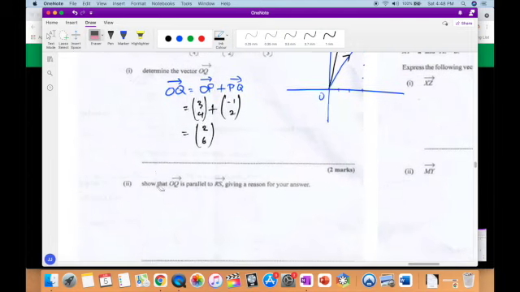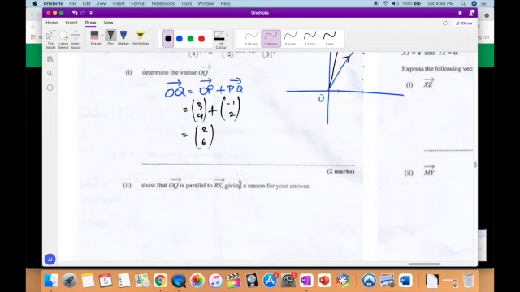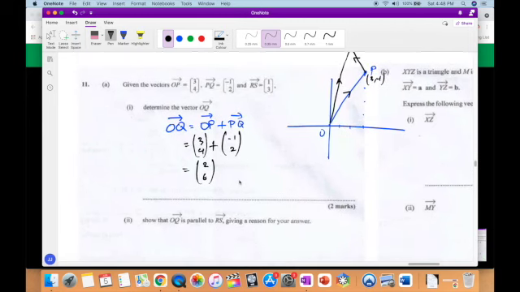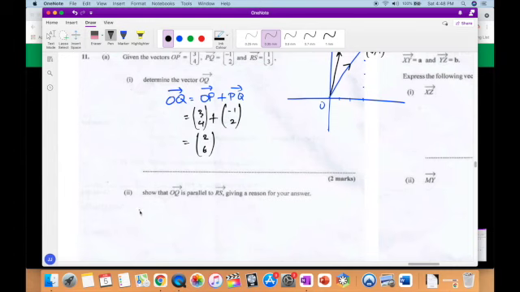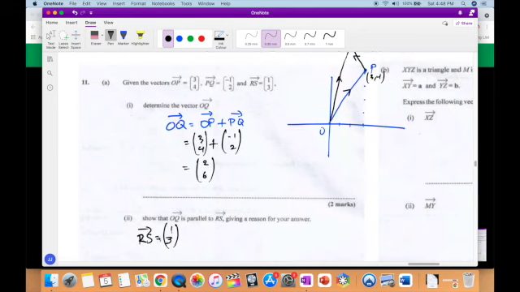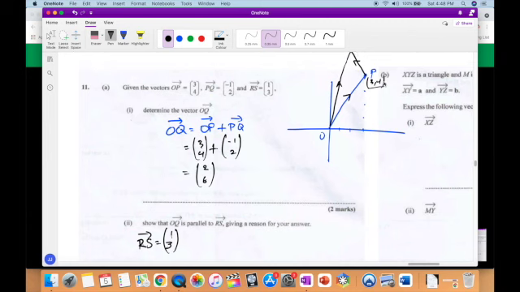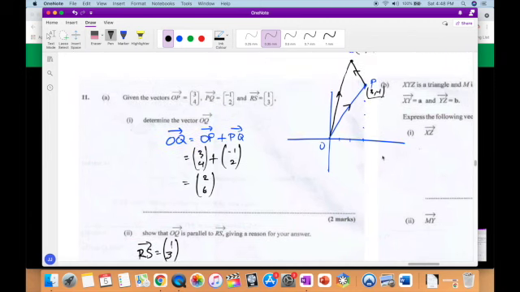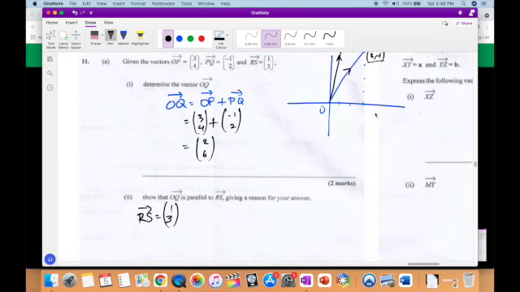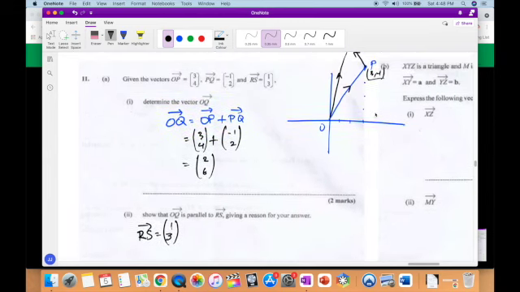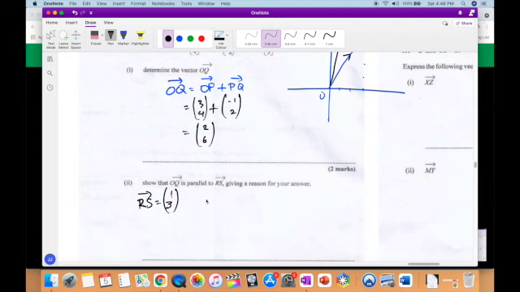Nice, right? Show that OQ is parallel to RS. I have no idea what RS is, but I know RS is 1, 3. I know that. It's not a position vector though. Only because OP is a position vector meant that I could have found the point P. But RS is not a position vector, so those points could be anywhere. I don't know where R is, and where S is. But RS is that, and they want it parallel to OQ.